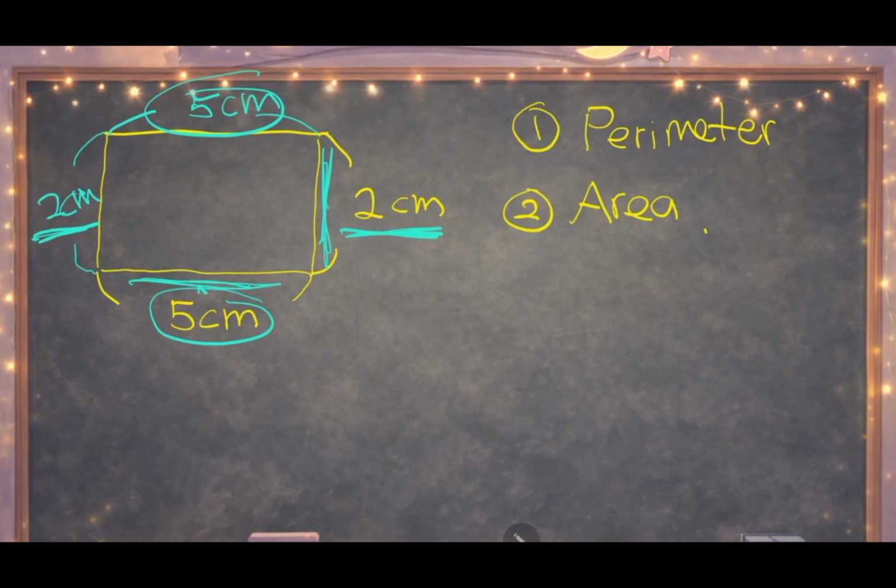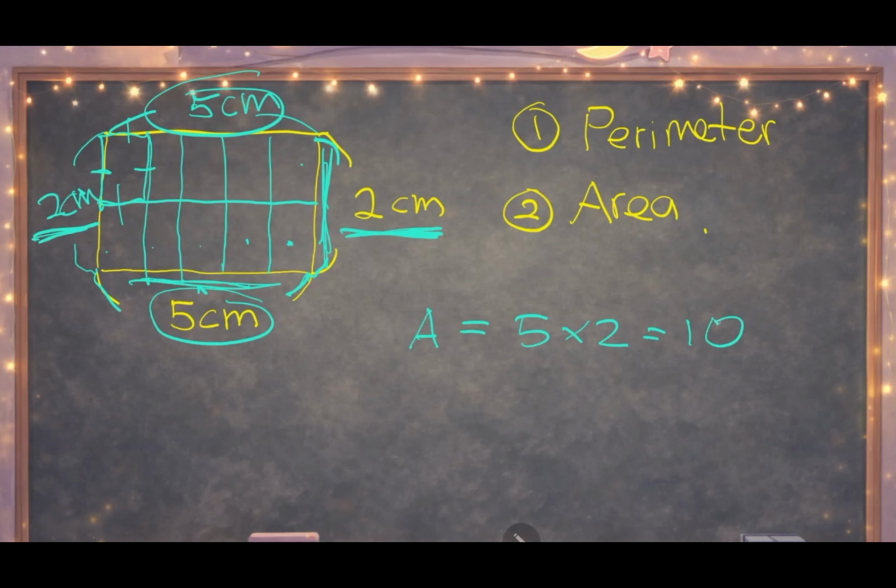Let's calculate the area of the shape. I will put 5 squares along its length and 2 squares along its width. Apologies for the squashed square, but they are meant to be squares. So each of the sides is 1 centimeter. Now we can easily multiply 5 by 2, which equals 10 centimeters squared. We can fit 10 of the squares with 1 centimeter on each side.